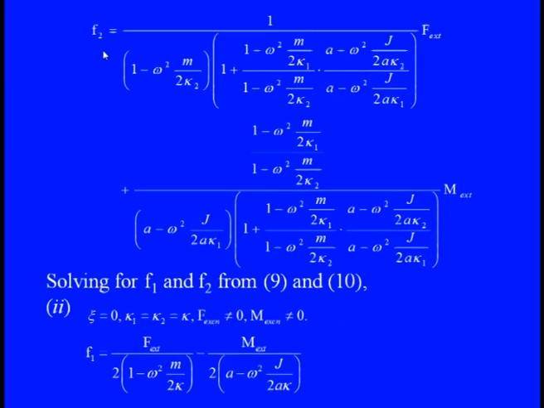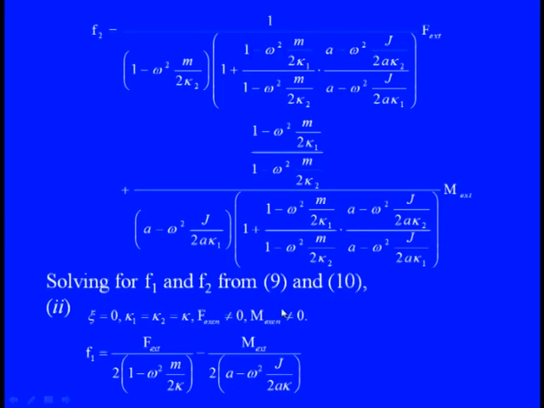And similarly, f2 can also be evaluated using these features: 1 by this into f excitation plus this 1 minus omega square m by 2 k1 and 1 minus omega square m by 2 k2 divided by this into m excitation. So this is the first condition, where both the f excitation and the m excitation are present.